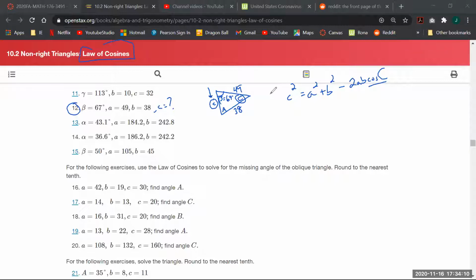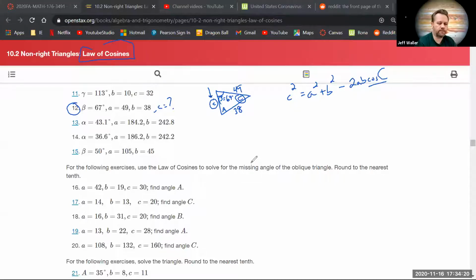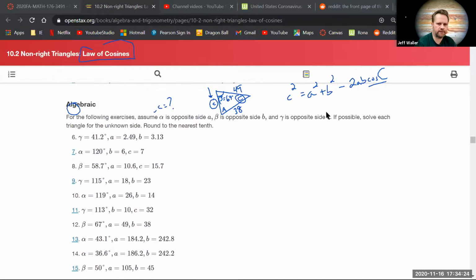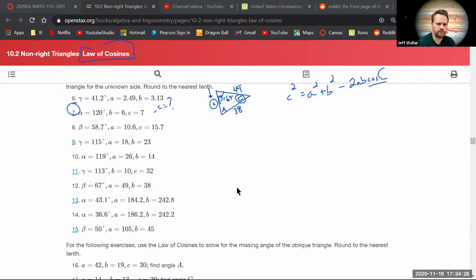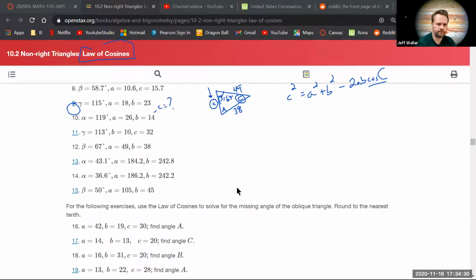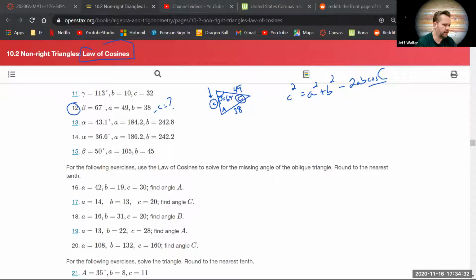So I didn't know if it's just not possible, because on 15, it's kind of the same thing. You also get a calculator error and it says that the triangle is not possible. All right, and that's the whole point of this section, is some of these are going to be impossible. See, it says if possible. Everybody with me? So it's possible. Let's see.